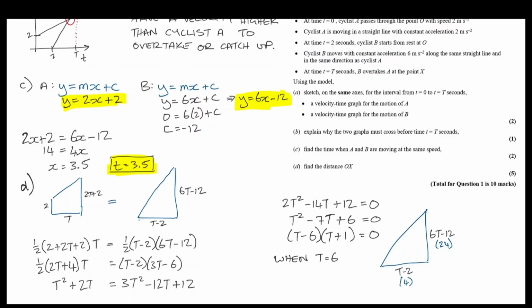The distance travelled is the area of this triangle. The area of this triangle is half multiplied by 4 multiplied by 24. That gets us 48 meters. The distance travelled, 48 meters.